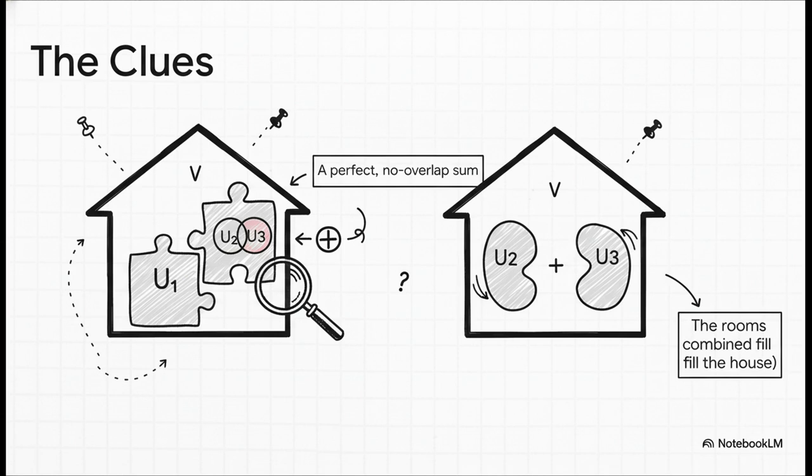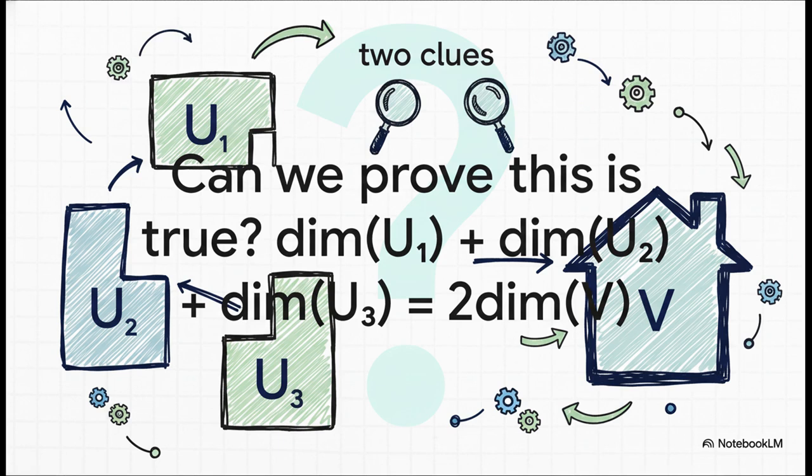Think of it like 2 puzzle pieces that fit together perfectly with absolutely no overlap at all. Then, clue number 2 tells us that if you combine room 2 and room 3, that's also enough to fill the whole house. And this is the central puzzle. This is what we have to prove. Given just those 2 little clues, we need to show that the size of room 1 plus the size of room 2 plus the size of room 3 all adds up to 2 times the size of the whole house. I mean, come on, that sounds completely bananas, right? But somehow, the logic is going to get us there.